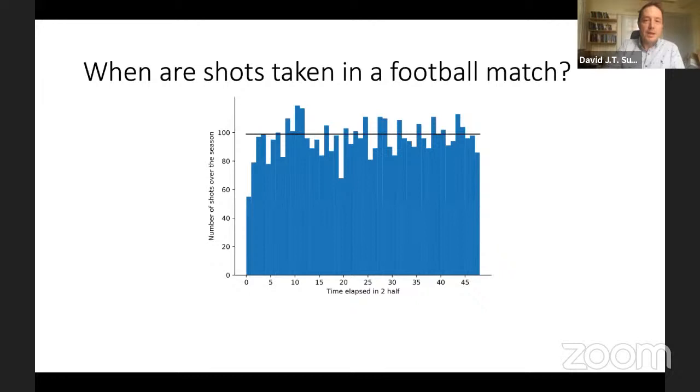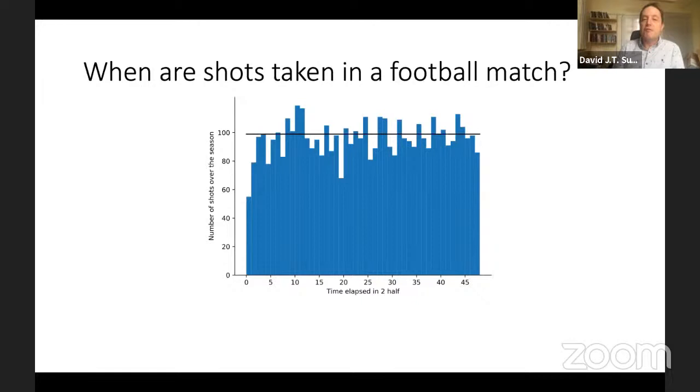Okay, so when a shot's taken in a football match, this is one figure. Now I've actually forgotten which league it was. Yeah, it is the same as that one. So it's the Premier League. This is the second half of the Premier League. I've taken the Y-Scout data and I've basically put it into boxes from minute zero up to minute 48 in Premier League matches for the second half.